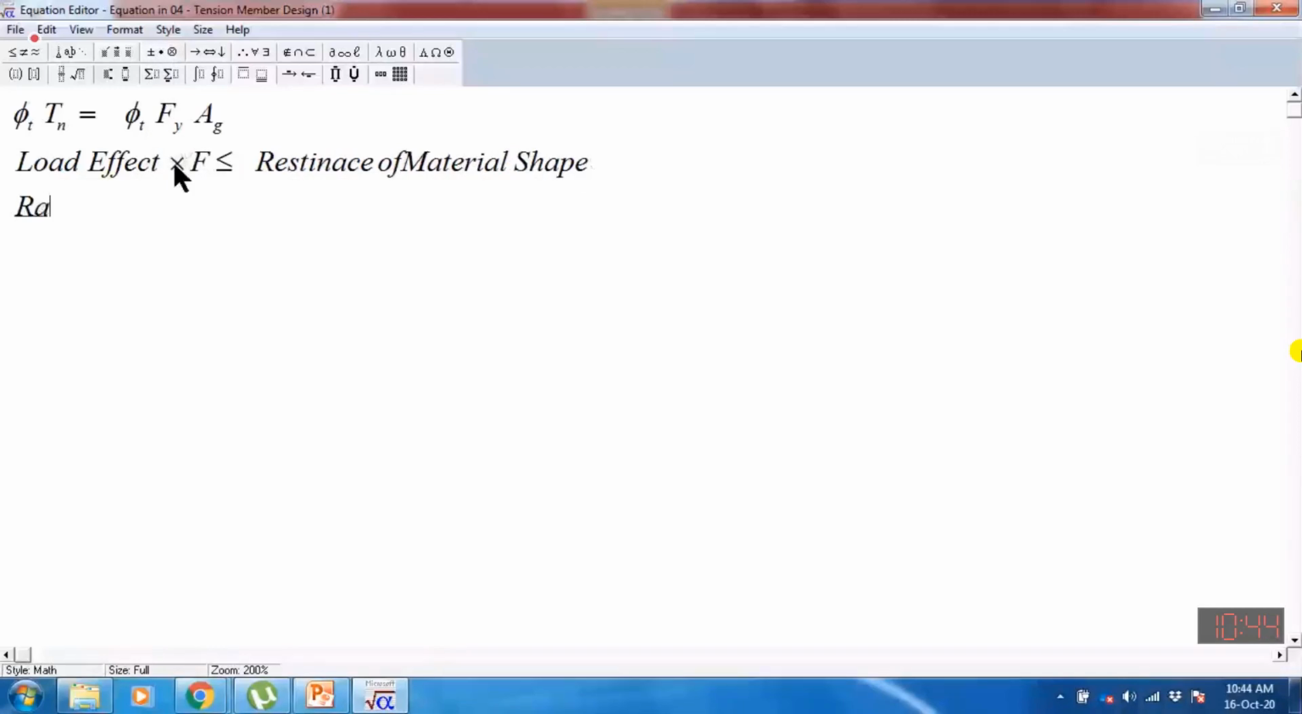So RA means that this is the applied load effect. This is just a general equation. Why I'm writing it over and over again is so that you may memorize. So this was our basic equation, and we refer to the resistance of a material by a parameter which is referred to as Rn.